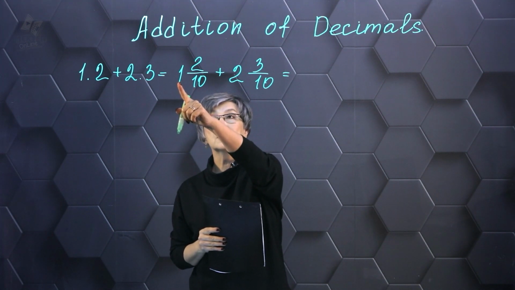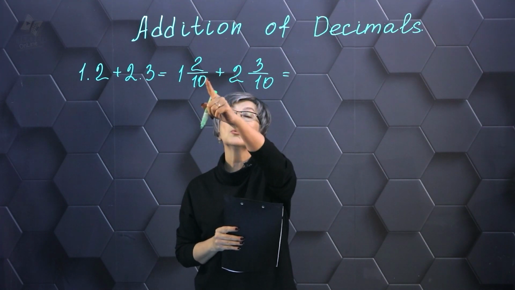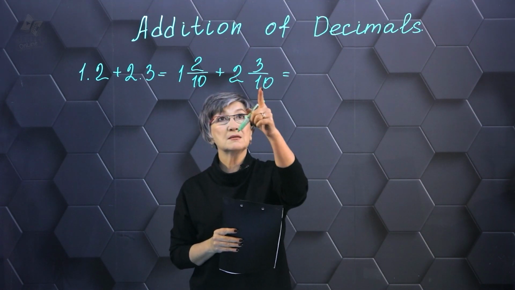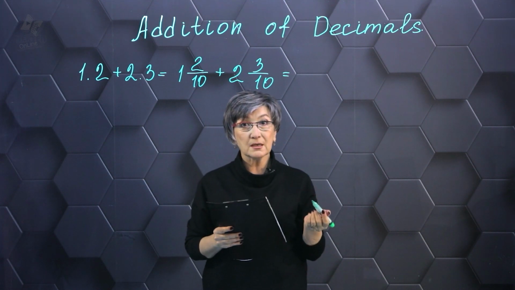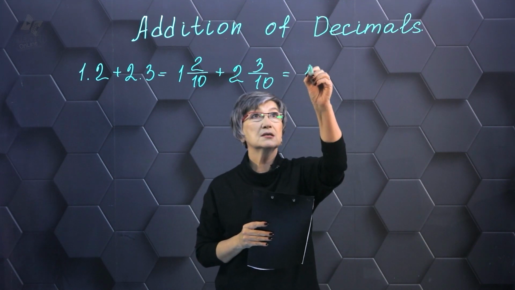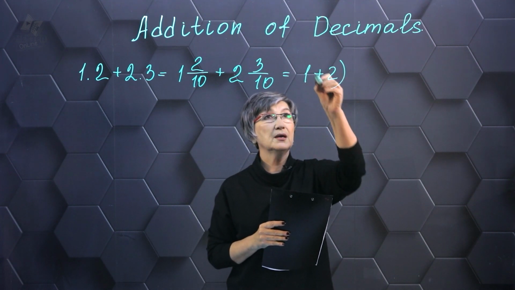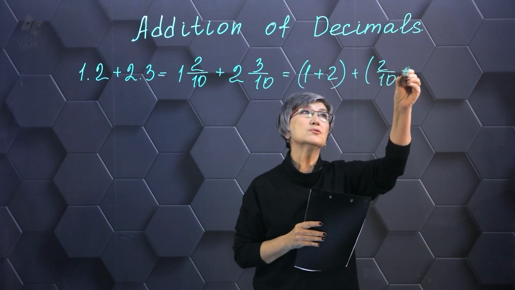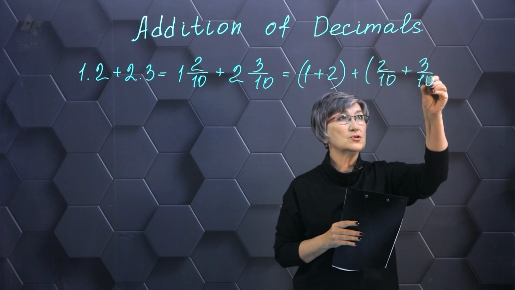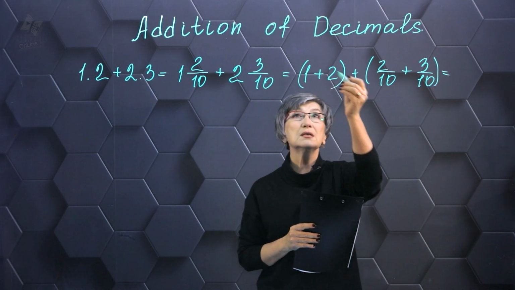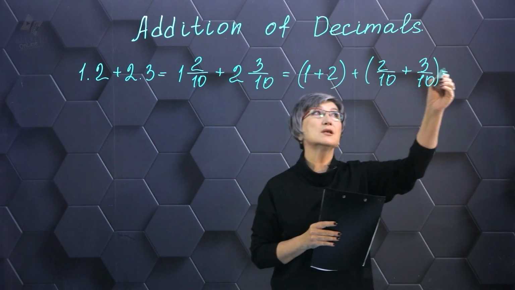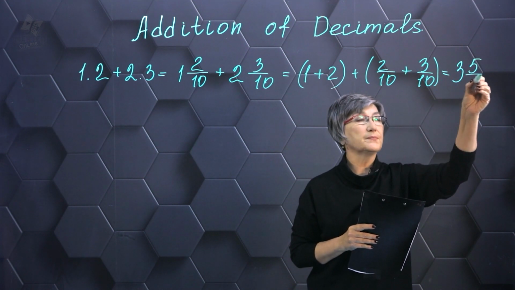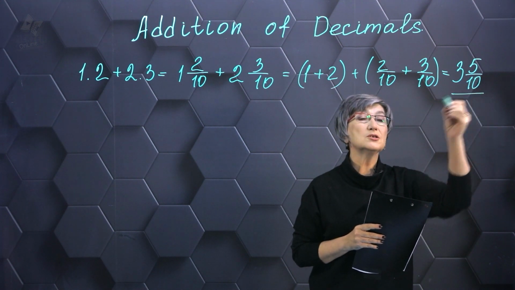To do this, I must add the whole part to the whole part and add the fractional part to the fractional part. And in doing so, pay attention to the denominators. My denominators are the same, so I can add the whole parts, 1 plus 2, and I can add the fractional parts, 2 tenths plus 3 tenths. What is the result? I end up with 1 plus 2, which is 3 wholes, and 2 tenths plus 3 tenths, which is 5 tenths. The result was the number 3.5.